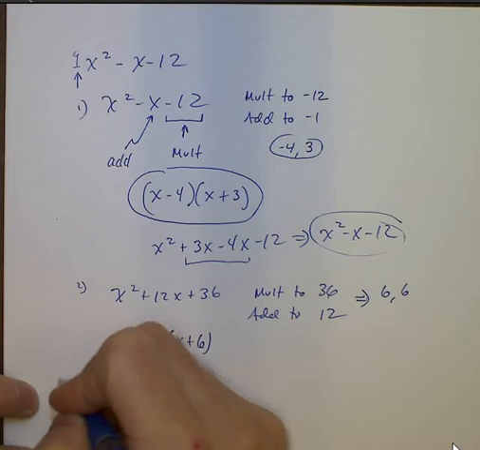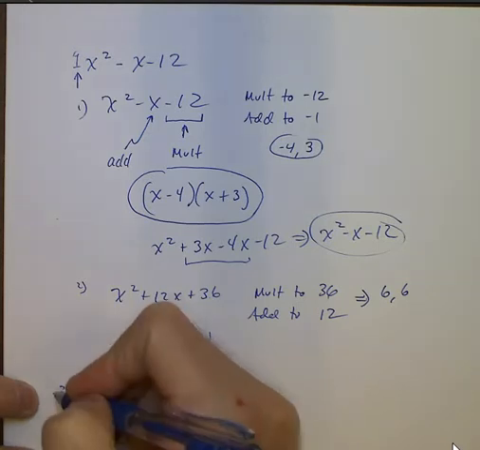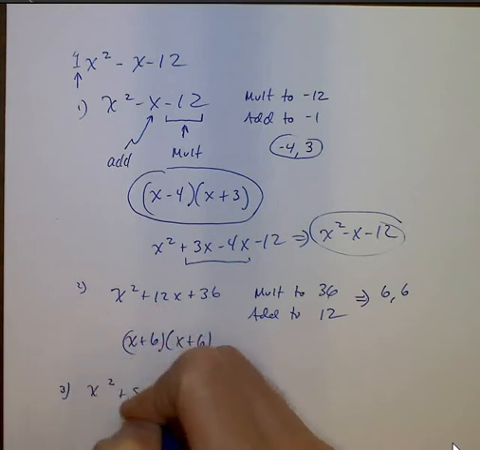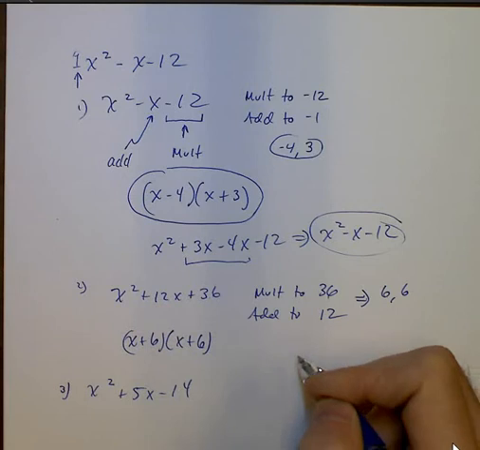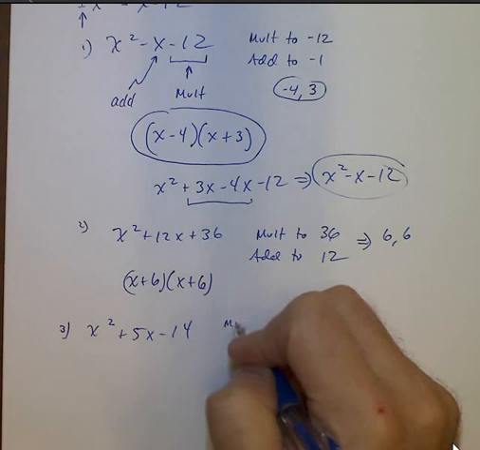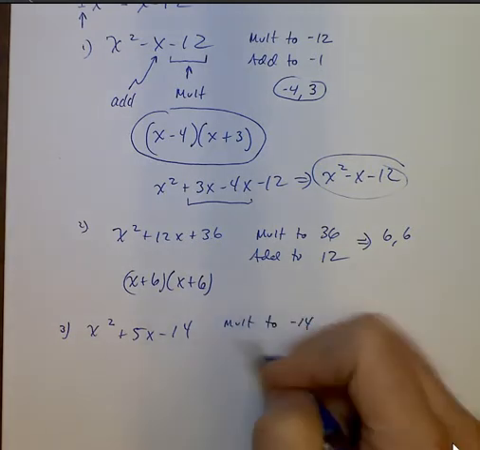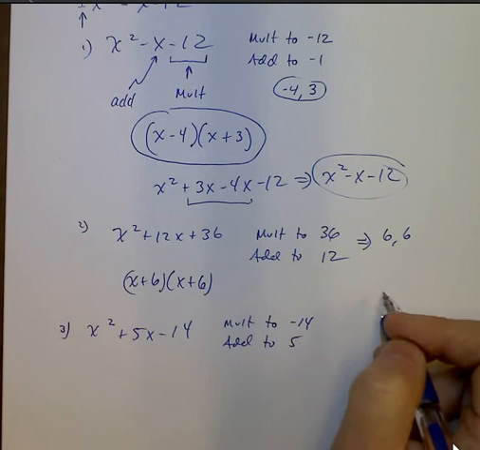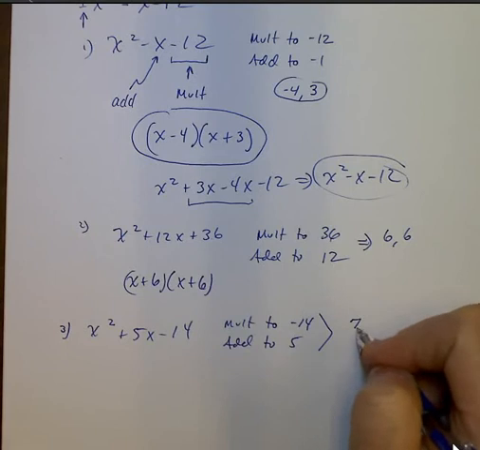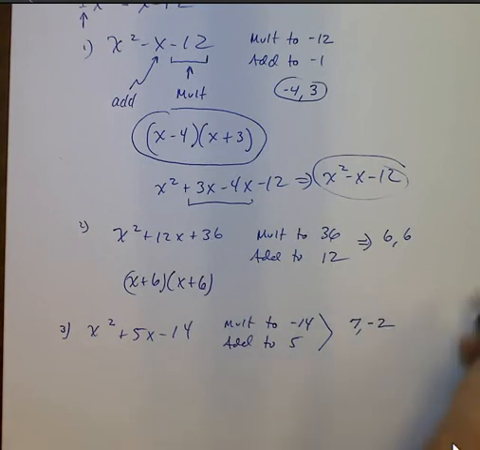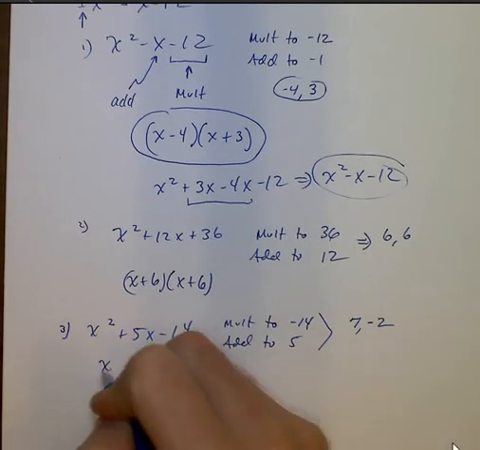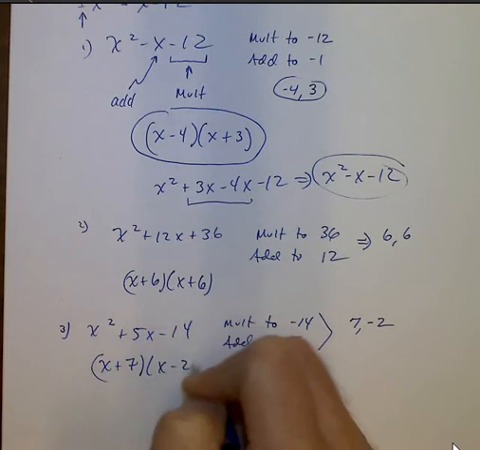Alright, let's do one more. One more will be x squared plus 5x minus 14. Again, the leading coefficient is a 1. We want two numbers that multiply to negative 14, and we want them to add to 5. Two numbers that multiply to negative 14 and add to 5 are going to be positive 7 and negative 2. 7 times negative 2 is negative 14, and 7 plus negative 2 is 5. So our answers are x plus 7 and x minus 2.